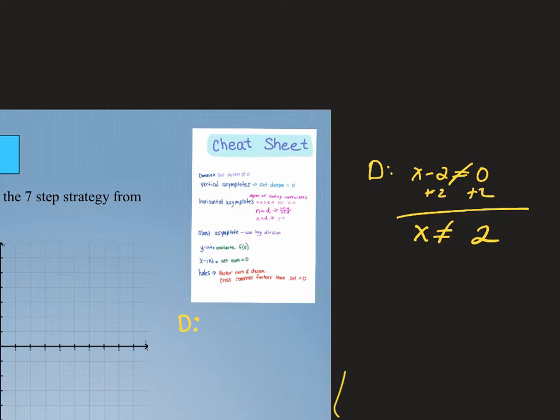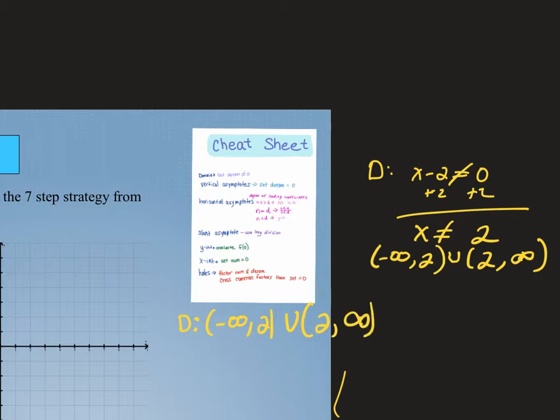You need to write your domain in interval notation. So it would be anything from negative infinity to 2, and then from 2 to infinity. Does it include 2? No. So you have to have parentheses on that number, and you have to tell me that there's a union. It's this part and this part. So your first line on your test would be negative infinity to 2, union, 2 to infinity.